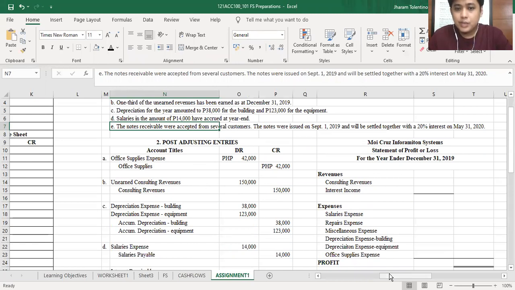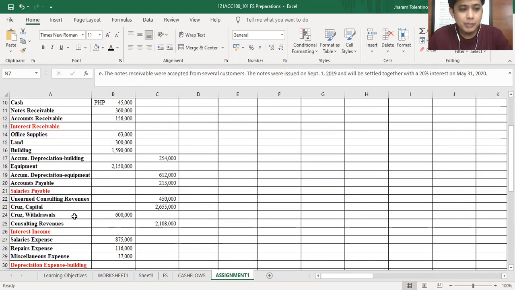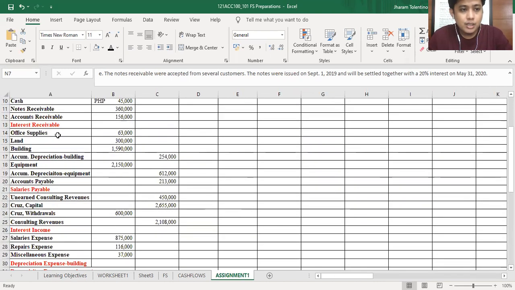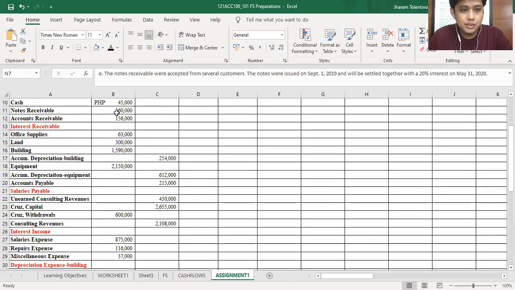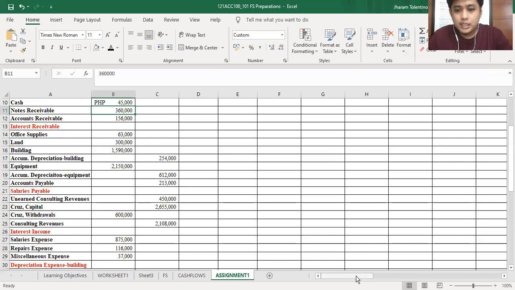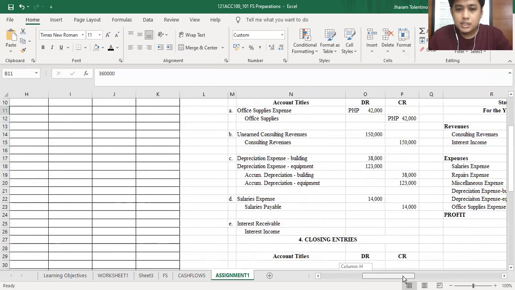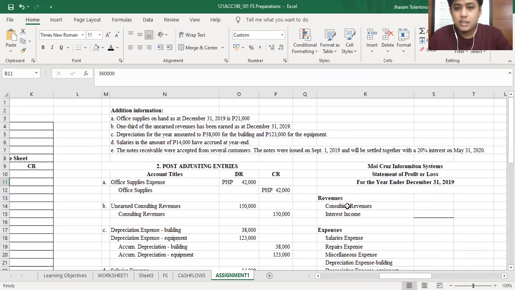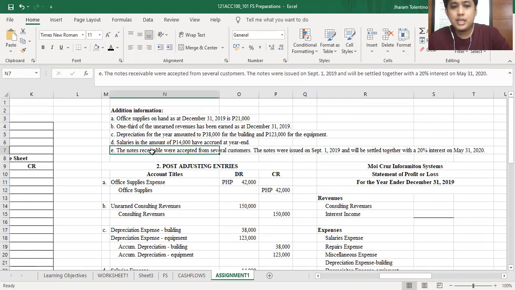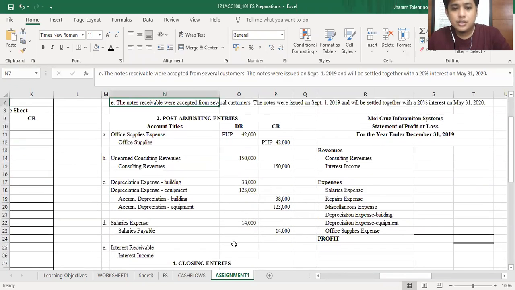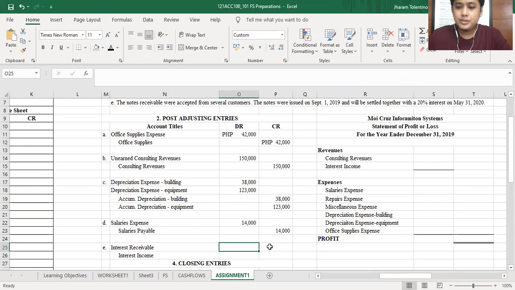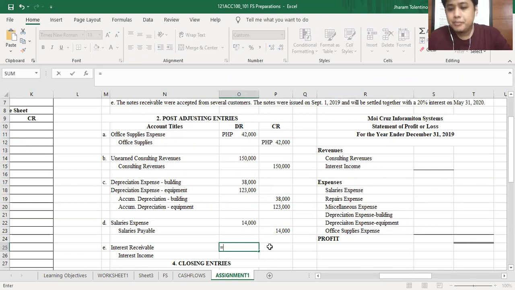Magkano ba yun? Wala dyan yung notes, nandito siya. Hanapin mo yung balance ng notes receivable. So the notes receivable amounted to 360,000. So entry is debit to interest receivable, credit to interest revenue. Bakit? Notes receivable kasi ito. So September 1 daw. So paano ba yung formula natin? We have 360,000 times rate of 20% times September, October, November, December.